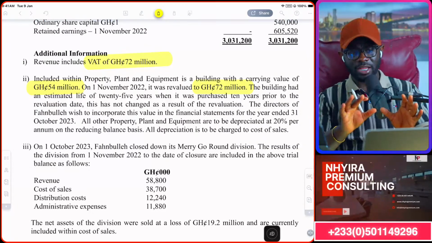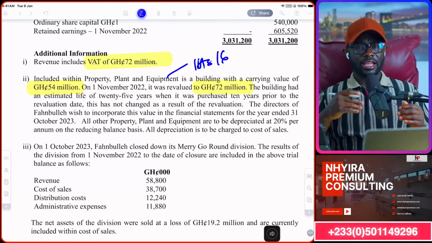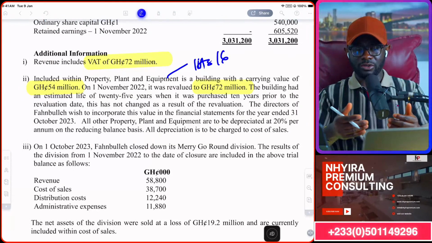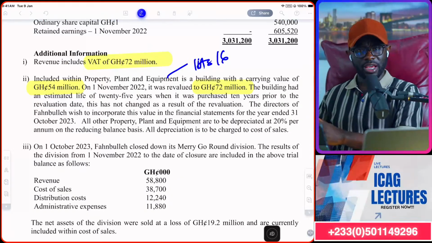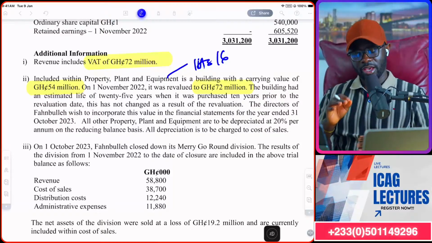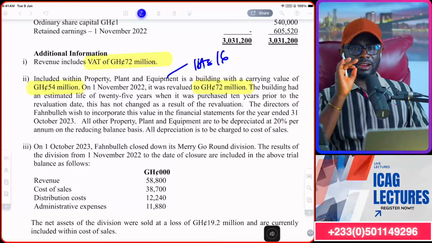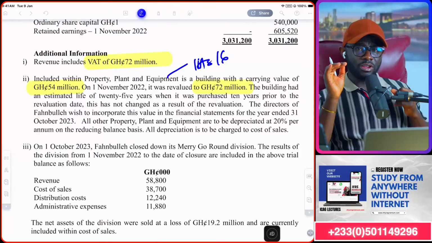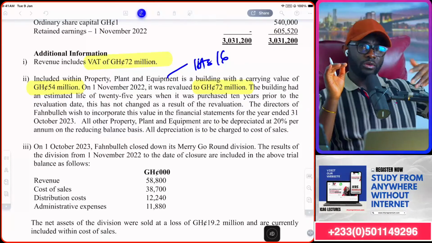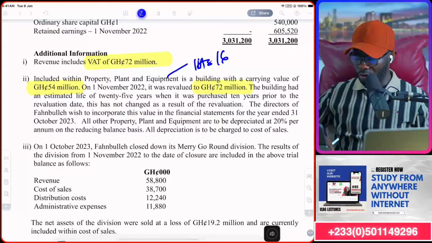So what is happening here? IAS 16, revaluation of assets. And when assets are revalued, what happens is that the revaluation surplus will go to the OCI, unless the asset had previously suffered an impairment, then the revaluation surplus will be written off in P&L with the excess amount rather taken to the OCI.